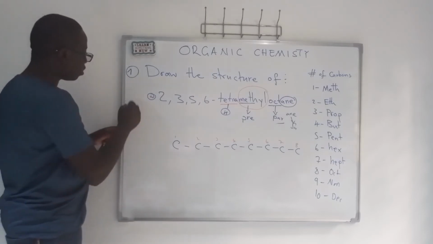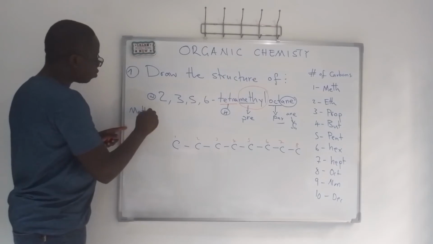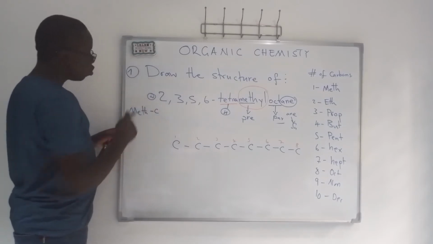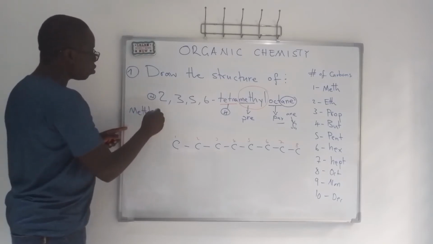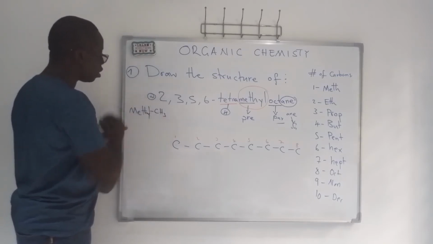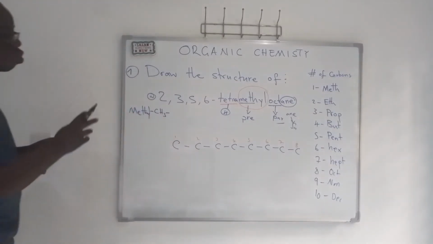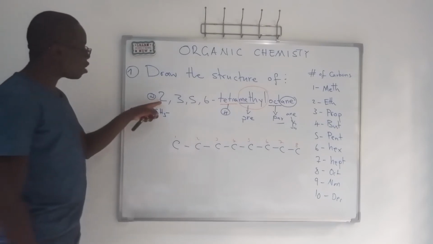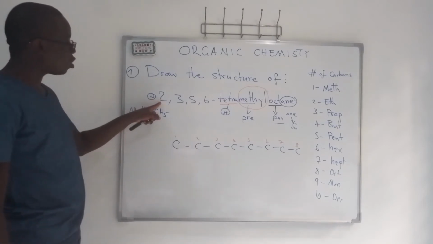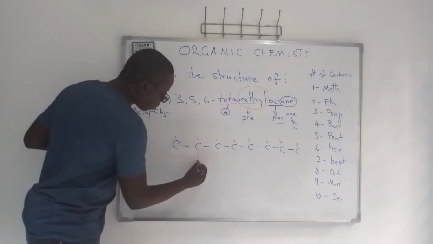And as we said, meth means 1 carbon. So because it's a methyl, it simply means we have a CH3, which is attached to the parent. So the first CH3 should be attached to the parent on position 2. So we'll put the first one here.